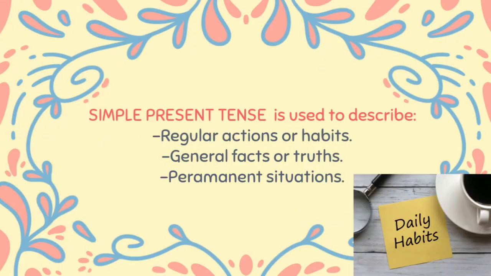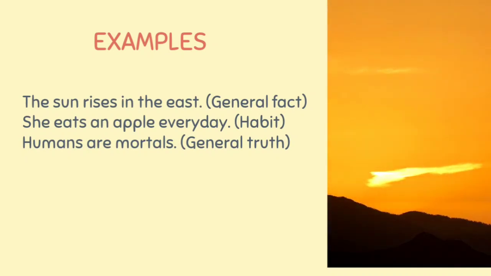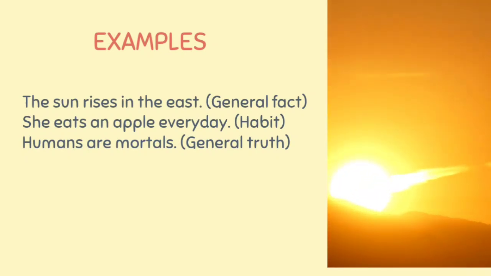Simple present tense is used to describe regular actions or habits. Second one, general facts or truths. Third, permanent situations. Let's understand simple present tense with the help of some examples.